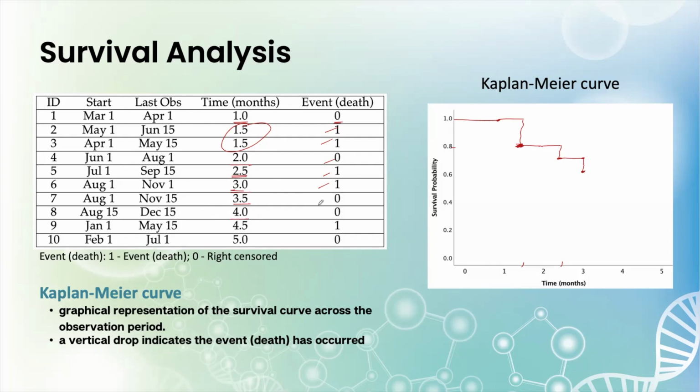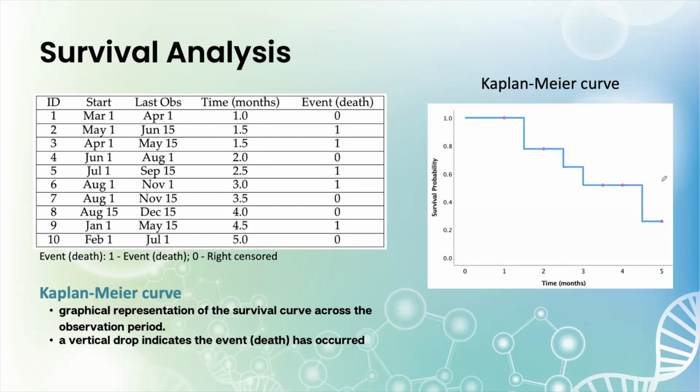At 3.5 and 4 months, no patient died. But after 4.5 months, another patient died. So this is 4.5 months. There will be a vertical drop there. Okay, so that is 0.5, because 5 of them are still alive during that time. And in this case, after 5 months, no patient died. So this is what we call the Kaplan-Meier curve.